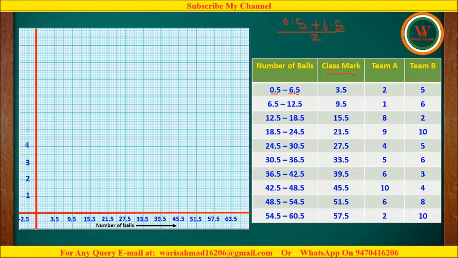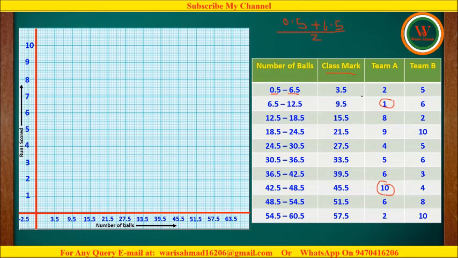We will take 1, 2, 3, 4, 5, 6, 7, 8, 9, 10, because the lowest value is 1 and the highest value is 10. So we will take the values from 1 to 10. Then we can label this y-axis as runs scored. After that, we will plot each point.